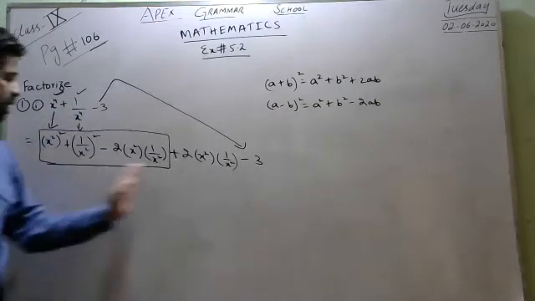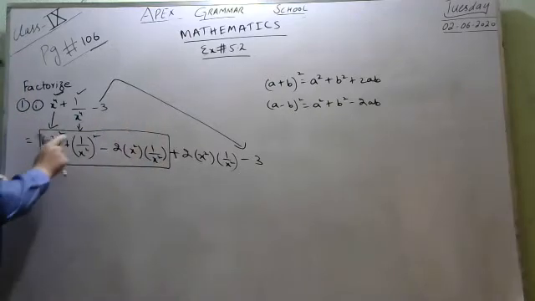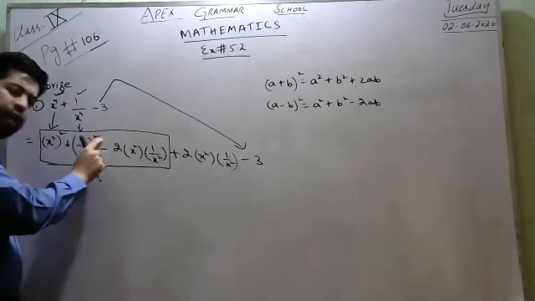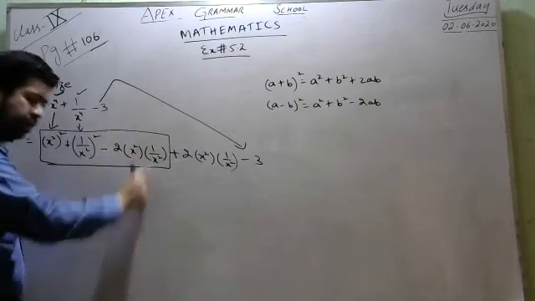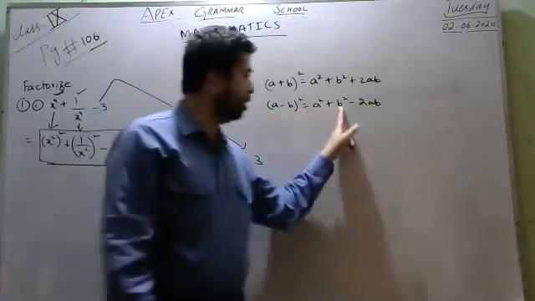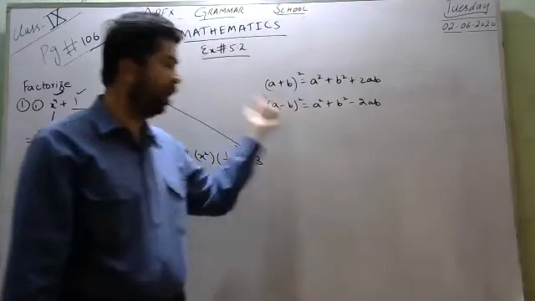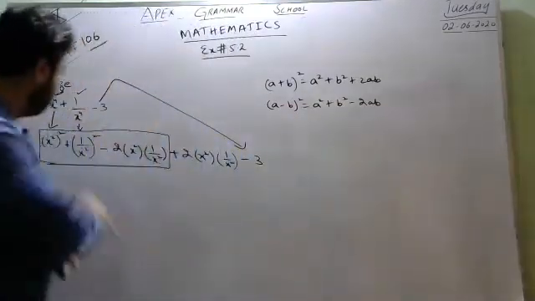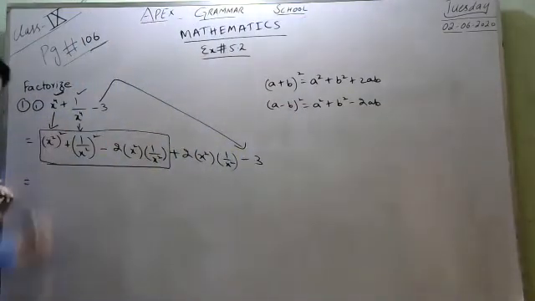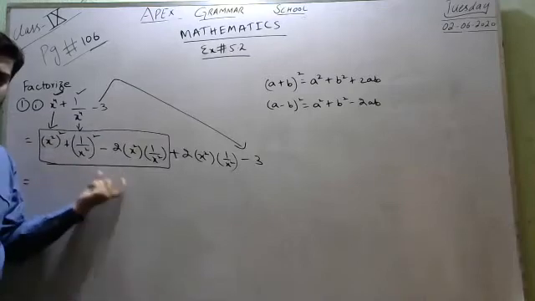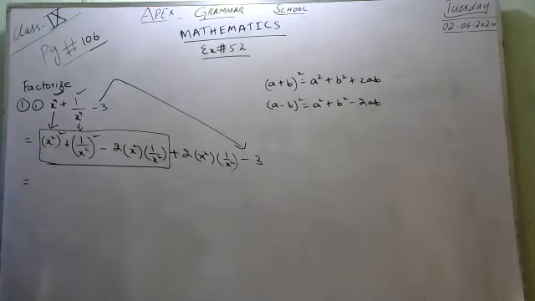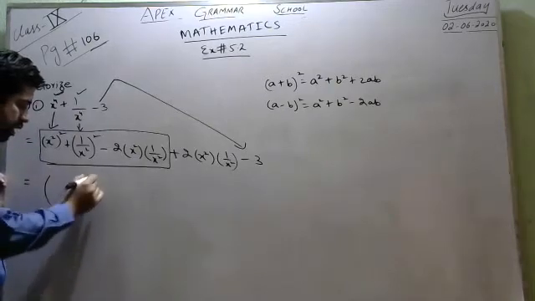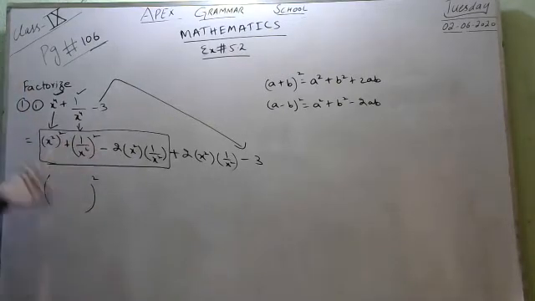So you can see that what is this? A square plus B square minus 2AB. A square plus B square minus 2AB is equal to A minus B whole square. So it is the complete formula. I will write it in the A minus B whole square form.